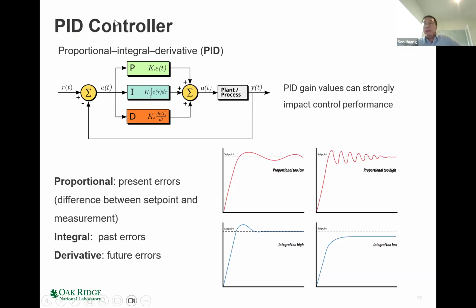So depending on how we assign the weighting factor for the three different parts, the performance of the result will be quite different. In the right figure, I'm showing some concept about how the different weighting factors will affect the performance. For example, if we use a very small weighting factor for the P part, then you can see the system response is generally very slow. But if we make a very high weighting factor, then potentially we are causing some oscillation.